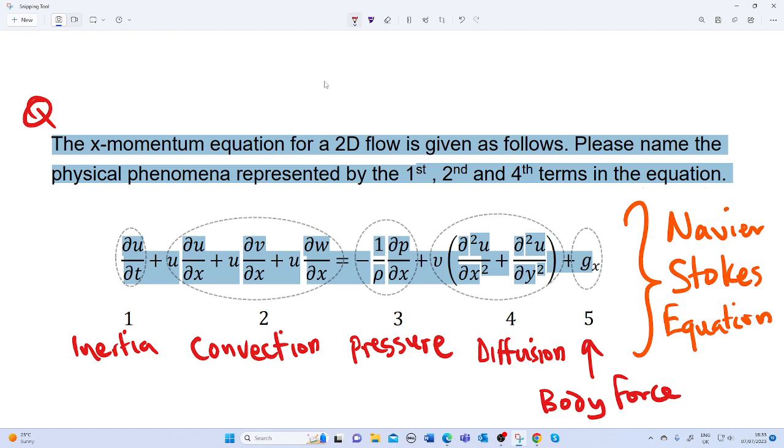So the overall entity for this particular equation is what we call the Navier-Stokes under boundary layer equation.